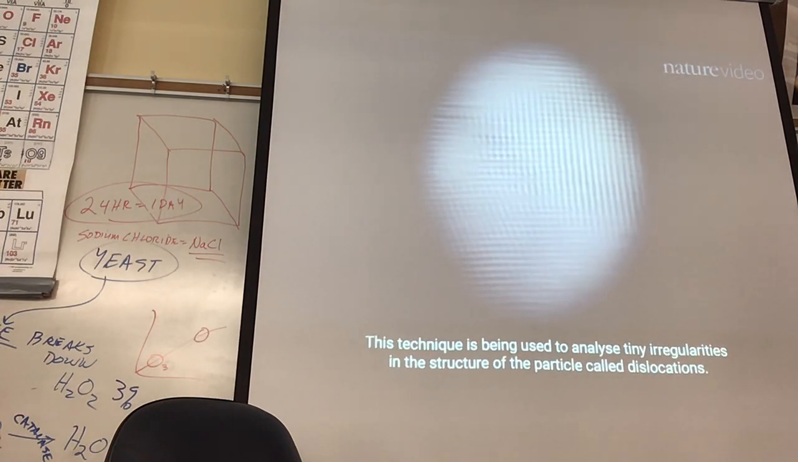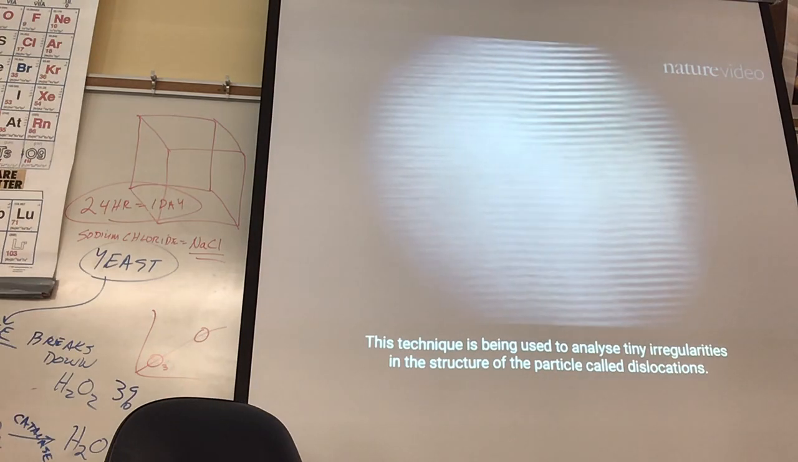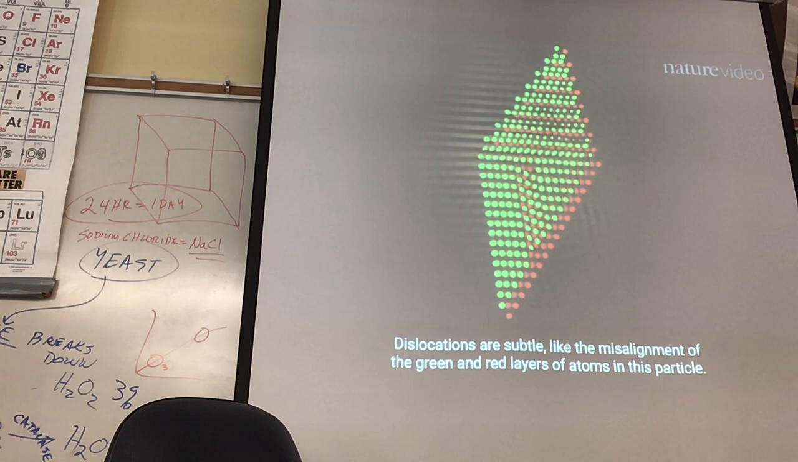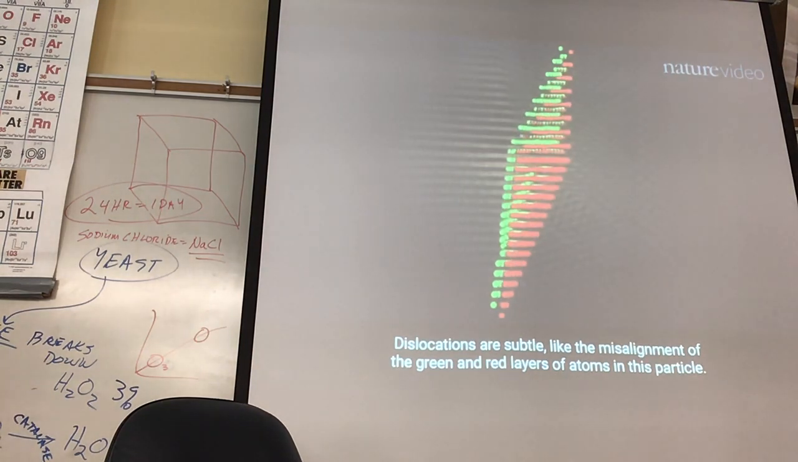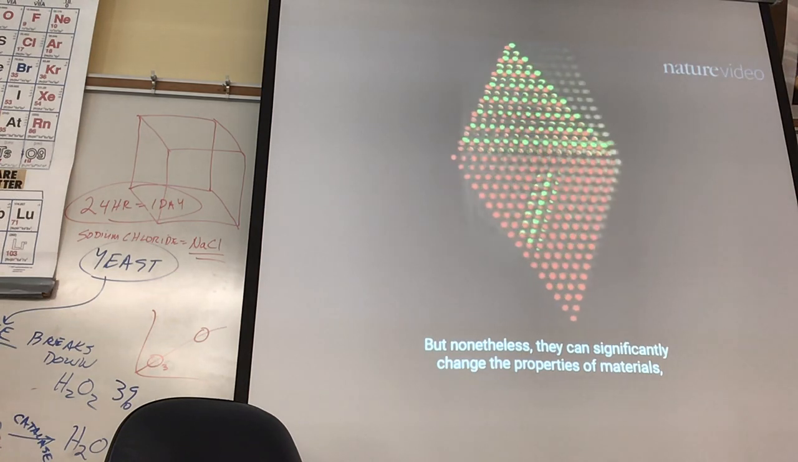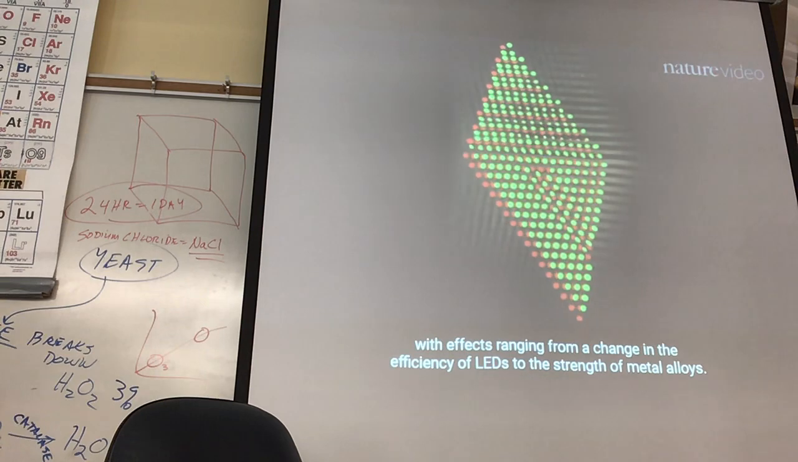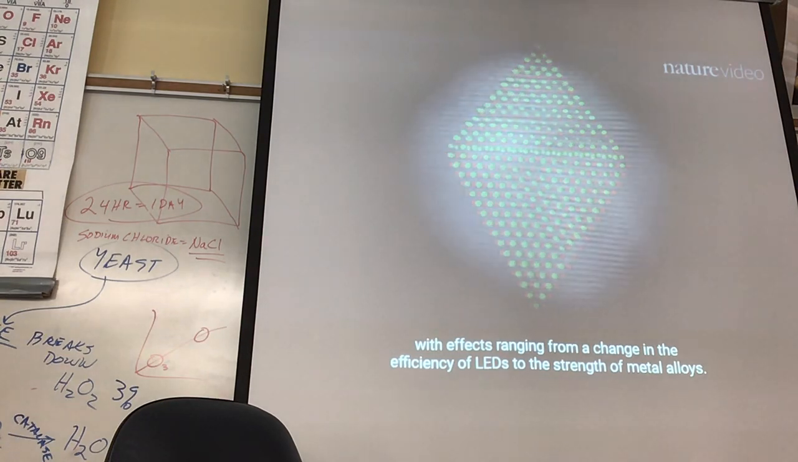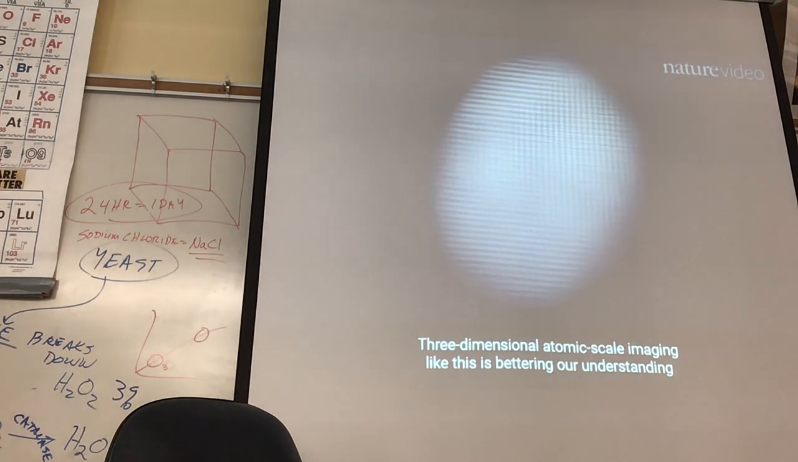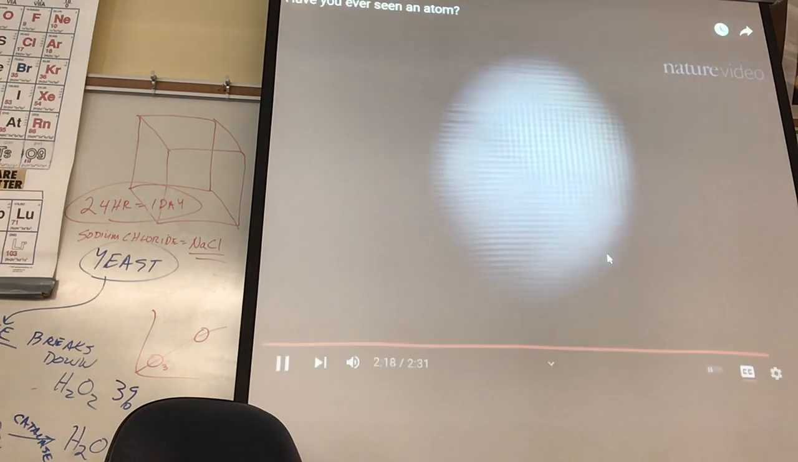This technique is being used to analyze tiny irregularities in the structure of the particle called dislocations. Dislocations are subtle, like the misalignment of the green and red layers of atoms in this particle. But nonetheless, they can significantly change the properties of materials, with effects ranging from a change in the efficiency of LEDs to the strength of metal alloys. Three-dimensional atomic scale imaging like this is bettering our understanding of the structure of materials on this truly fundamental scale.